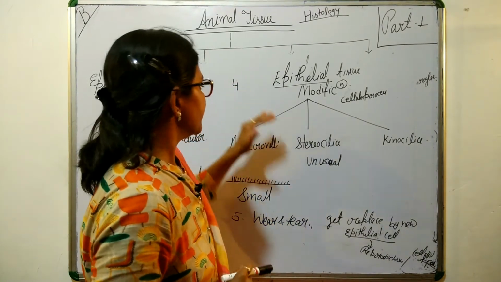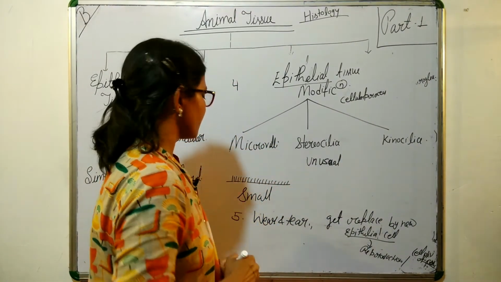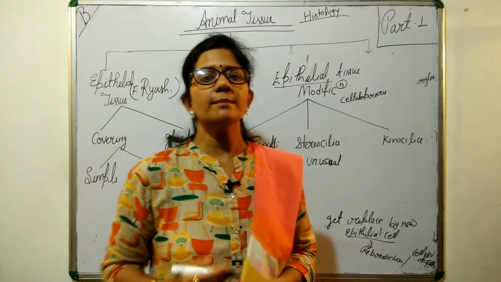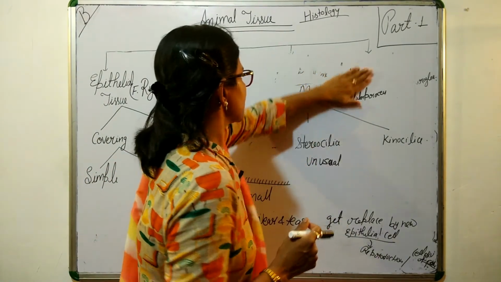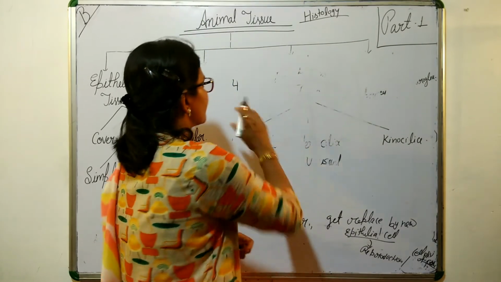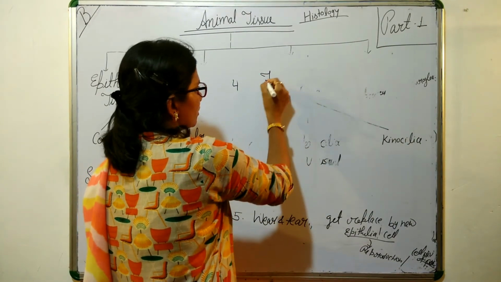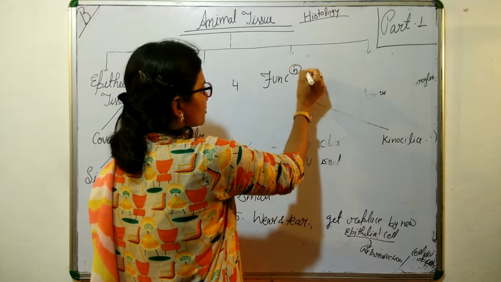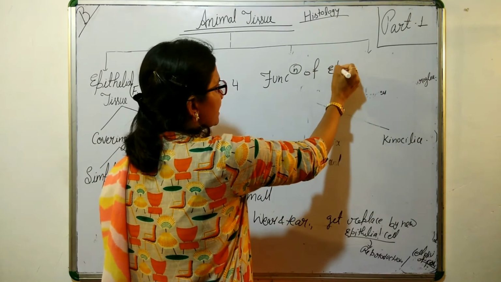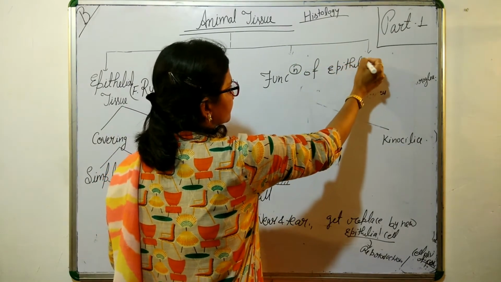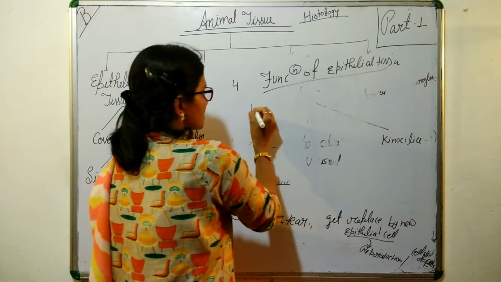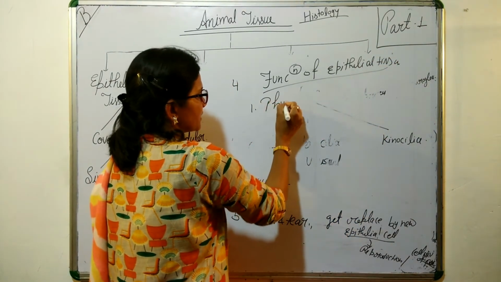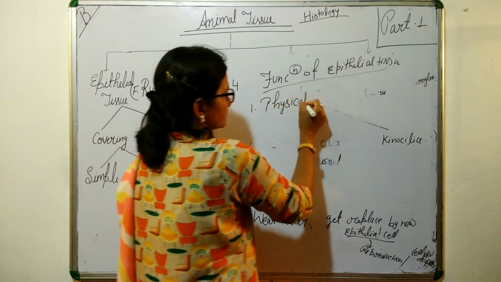Now the sixth point: if we talk about the function of epithelial cells, there are so many functions. Let's see. What is the function of epithelial tissue? The first function is to provide physical support.